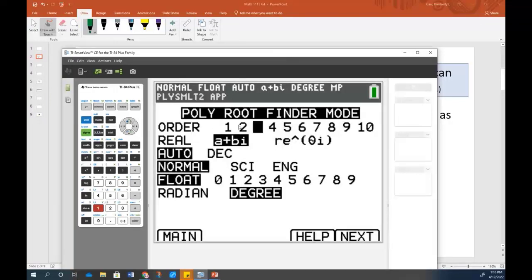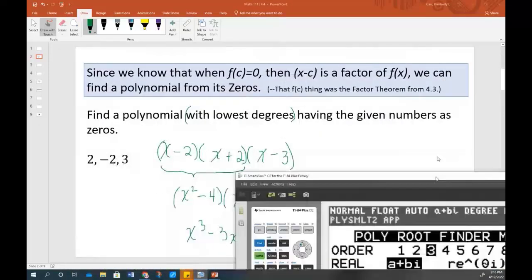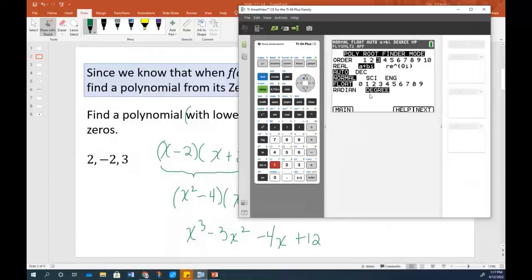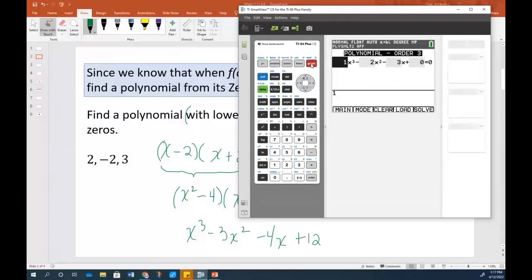The order has to do with the power of the polynomial. So I want to go back and look at my answer for just a minute. This is an x cubed, which means it is a 3rd degree polynomial. Now, since none of my answers were supposed to be imaginary, I could put this in real, but it doesn't hurt to leave it over here in a plus bi. Everything is set. I just want to do next, which should be displayed on your calculator right above your graph button. So I'm going to hit graph.